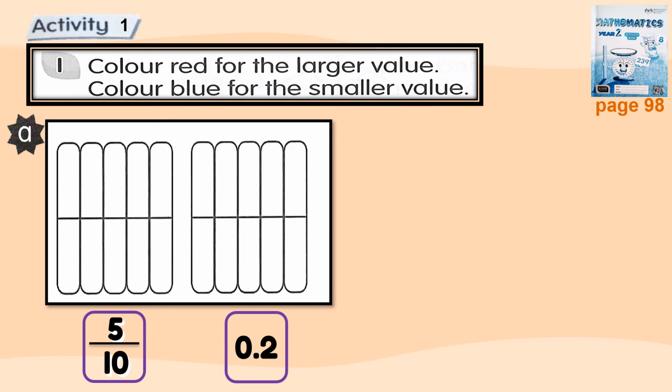Activity 1. Read the instruction. 1. Color red for the larger value. Color blue for the smaller value. A. Let's look at the fraction and the decimal number here. Let's compare which is the larger or the smaller value.